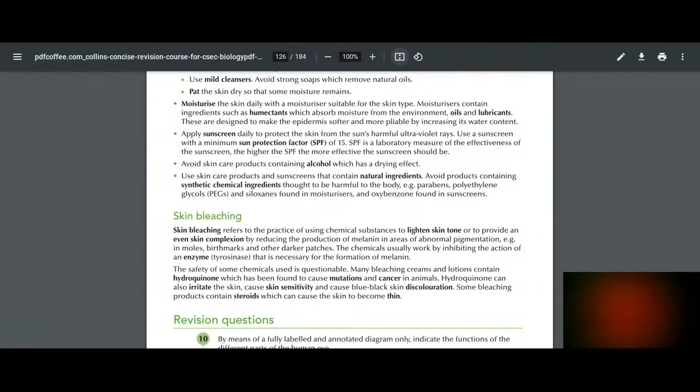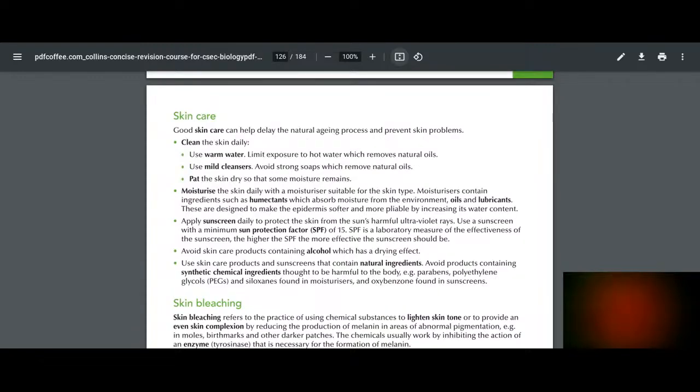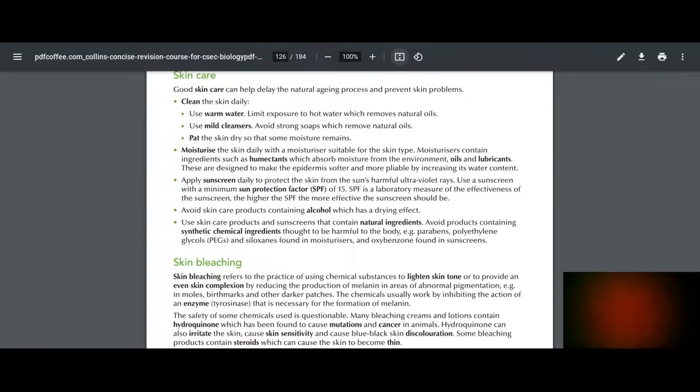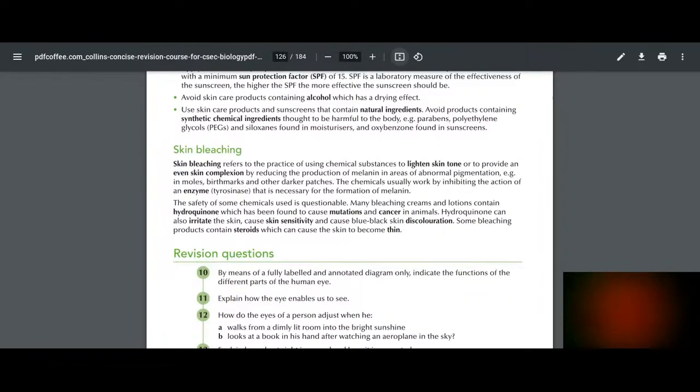Now let's talk about skincare. When it comes to skincare, it is said that we should use warm water, which helps to remove natural oils from the body. We should use mild cleansers, for example, avoid the use of strong soaps that remove natural oils. Then pat the skin dry so that some moisture remains, and apply sunscreen to protect against ultraviolet rays. Avoid skincare products containing alcohol, which has a drying effect, and use skincare products that contain natural ingredients, and avoid products that have synthetic chemical ingredients.